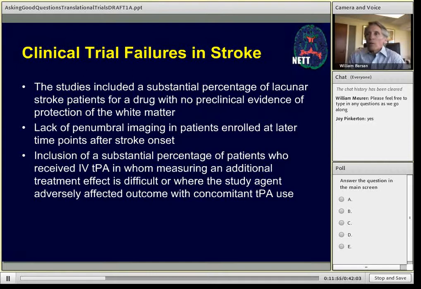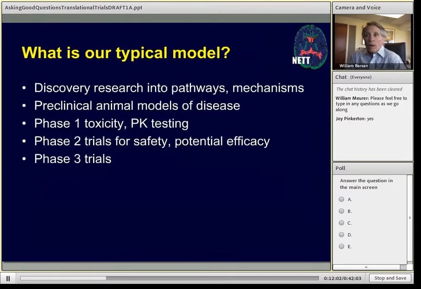Other reasons for clinical trial failures in stroke: sometimes there's too many lacunar strokes, and some drugs don't have any evidence for working in white matter. Lack of penumbral imaging in patients enrolled at later time points. And this is a really tricky one in any of the trials: if you're putting patients in a neuroprotective trial and some are getting TPA, the effect of any neuroprotective agent might get totally overwhelmed by the effect of reperfusion with TPA, and so that makes it very, very difficult to measure some of these effects of neuroprotectants in stroke.